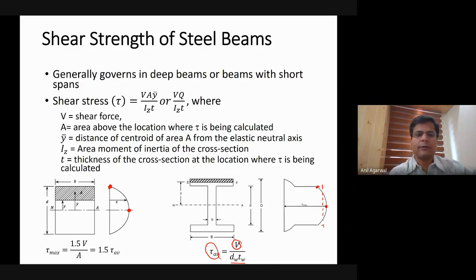Is that part clear? For a rectangular section, however, tau max is taken as 1.5 times the tau average. So first you calculate tau average, which will be something like this, and maximum will be 1.5 times tau average. So if you are designing a rectangular cross section, which is not very likely, but if you are doing that, then you need to check for 1.5 times tau average. So you know the V value, V by A is tau average. So 1.5 times the tau average is this stress, and make sure that that stress is less than the yield stress in shear. What is the yield stress in shear?